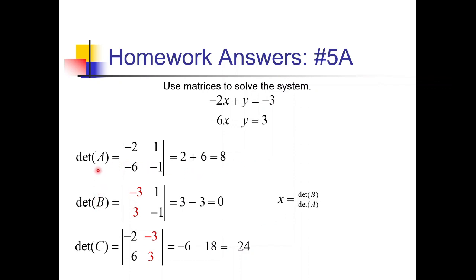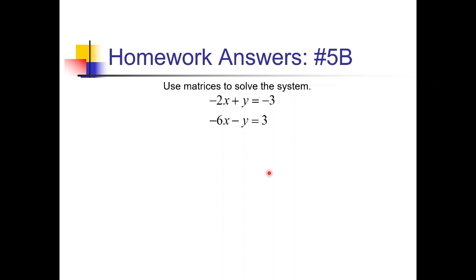Now to find the X value here, I have to do determinant of B over determinant of A. And this is using Cramer's rule, by the way, Cramer's rule with determinants. So this is going to be 0 over 8, which comes out to 0. And then for the Y value, we need determinant of C over determinant of A. So -24 over 8, which is -3. So 0, -3 is our final answer for this one.